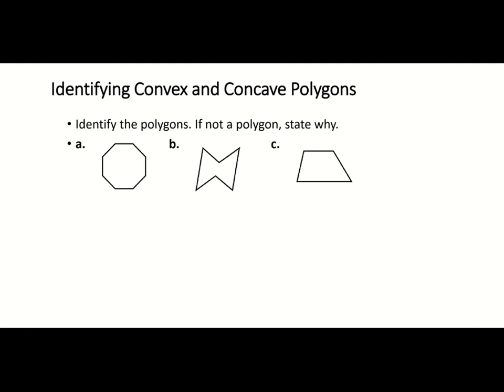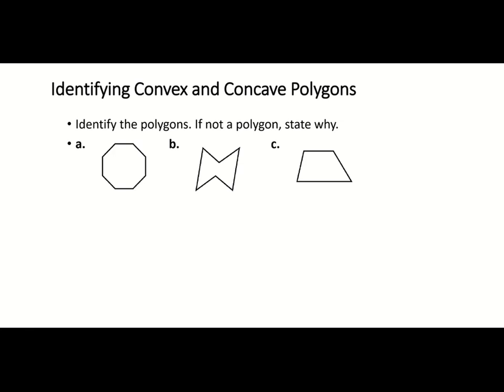Okay, so here the directions say if it's not a polygon, state why, but they're all polygons here. We're just identifying if it's convex or concave. So really, we're identifying is it a convex or concave polygon. And A is going to be a convex polygon because no line containing a side contains a point within the interior of the polygon. Okay, all those vertices are on the outside.